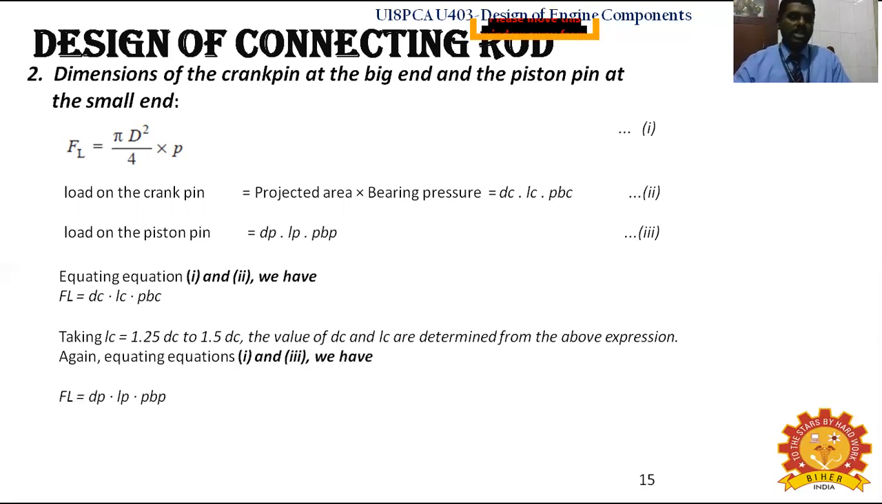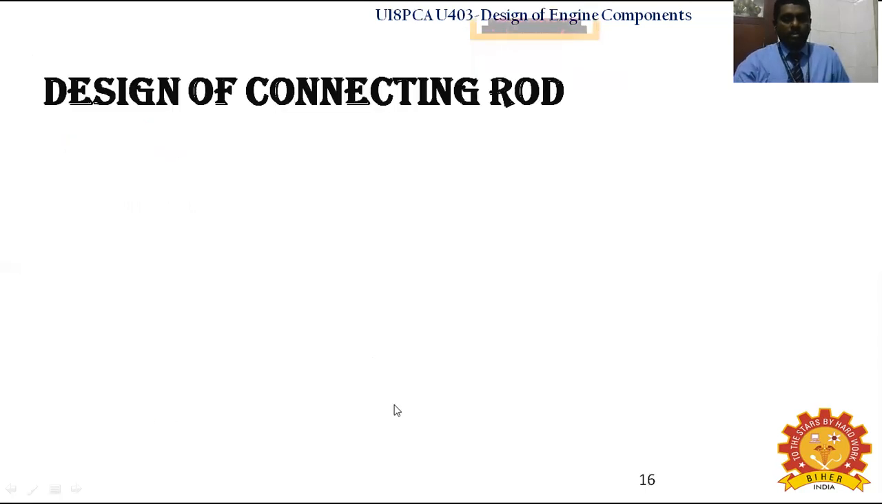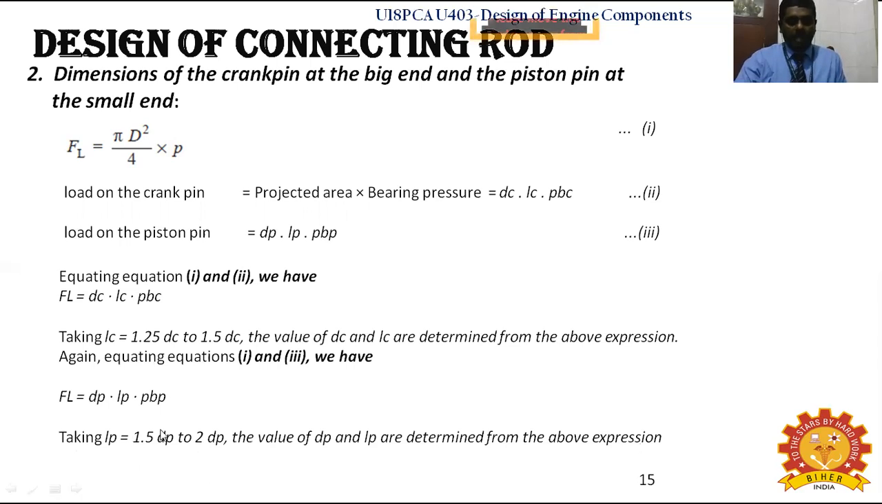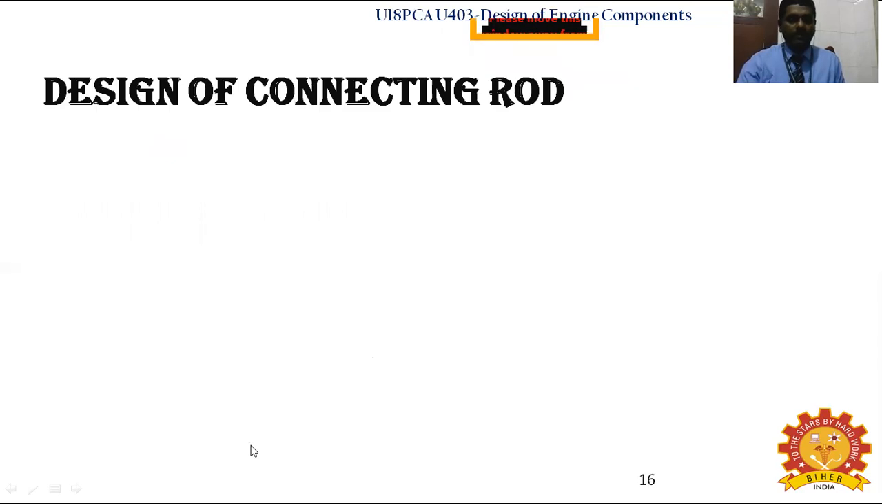Again, by equating equation 1 and 3, we can get the d p L p value, that is d p L p into p bp. That is, for the crank pin we are making a relation with the gas force, and also we are making a relation with the piston side. In the same way we can take the L p value as 1.5 to 2 d p, like we had considered in the expression for the crank pin. For the piston pin also, the value can be taken as 1.5 times the diameter of the piston pin to 2 times the diameter of the piston pin.